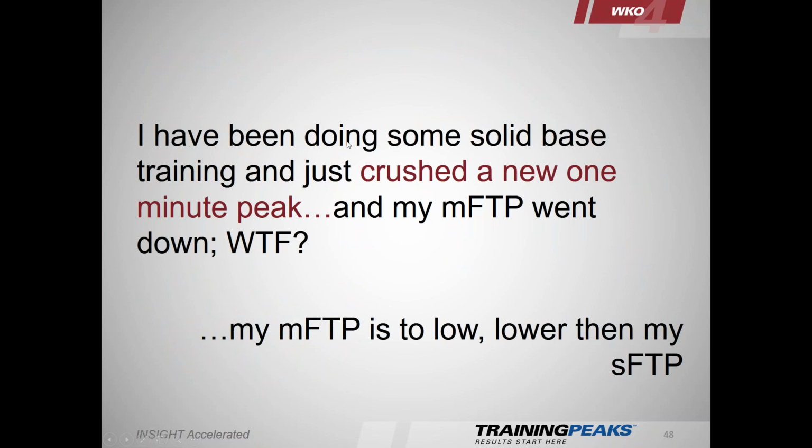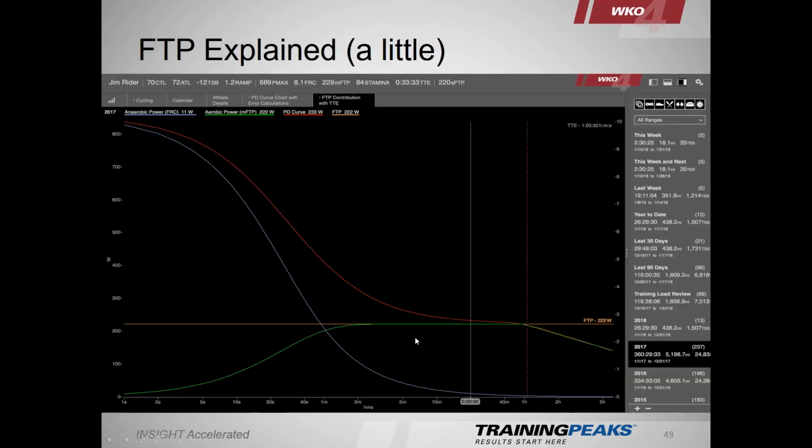So this common issue: I've been doing some solid base training and just crushed a new 1 minute peak, and my MFTP went down. WTF? Now I'm going to go for the 2-for-1 special here. My MFTP is too low, lower than my set FTP. What causes this often is the same result as this. So I'm going to tackle these two at once.